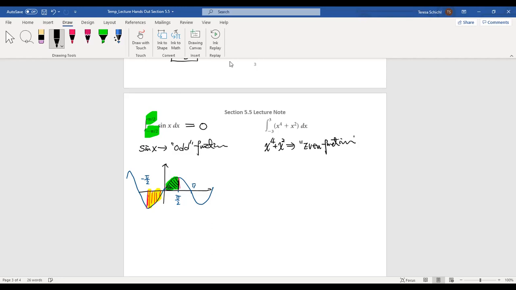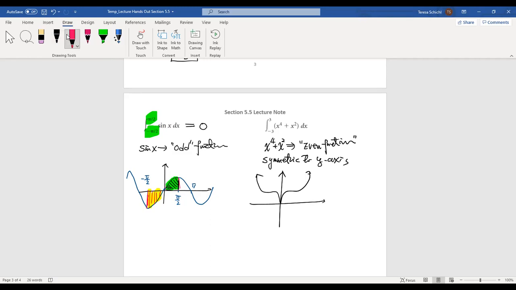Okay, so the even function. What do we mean by the even function? An even function is one that is symmetric to what? It's symmetric to the y-axis here, right? So for example, if you have some function that goes like this, right? So this will be an even function.